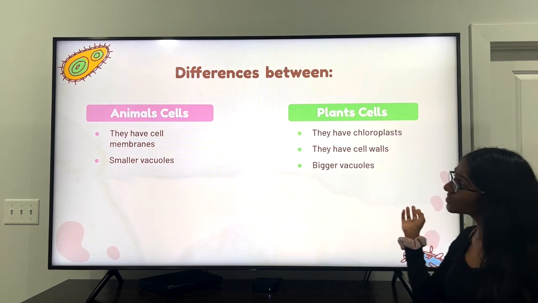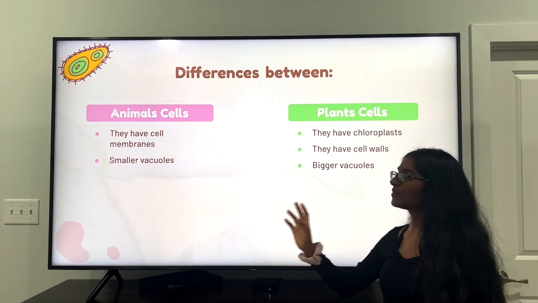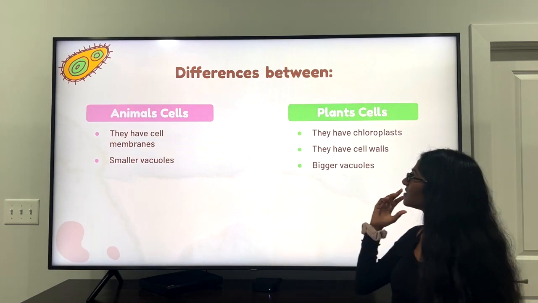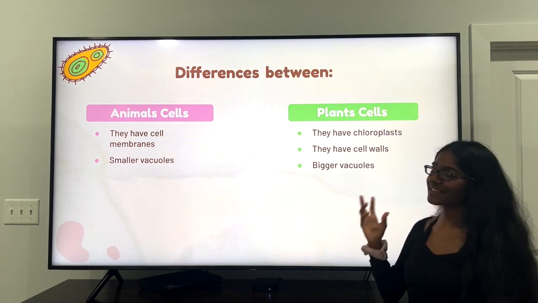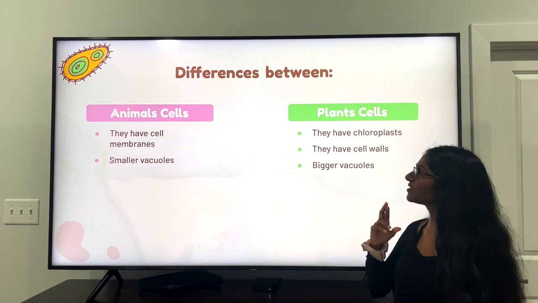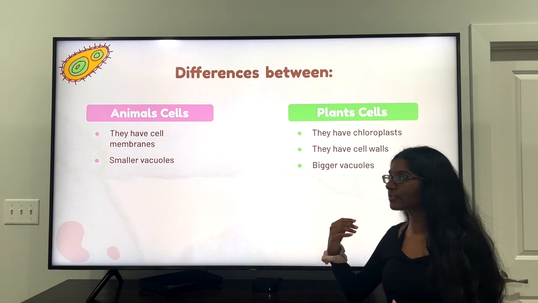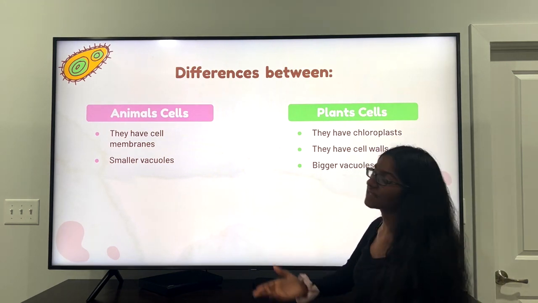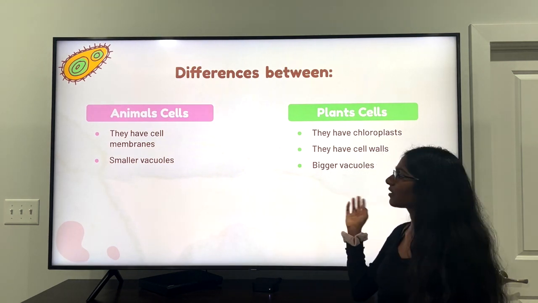So the main differences between plant and animal cells are that animal cells have cell membranes, while plant cells have cell walls. And as I mentioned before, animal cells have much smaller vacuoles and plant cells have bigger ones. Plant cells have chloroplasts as they need to do photosynthesis since they have to get their energy from transforming sunlight into glucose. However, animals don't do that because they have cellular respiration, so they lack chloroplasts.